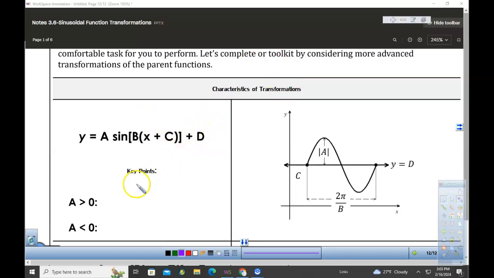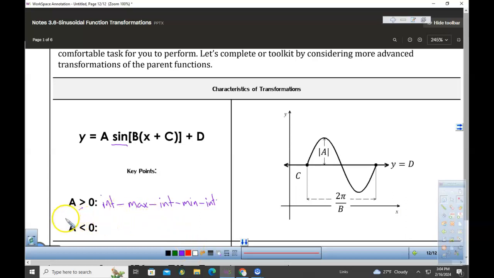Remember our key points of sine. If a is bigger than 0, so our normal sine, we're going to start at the intercept. We're going to go to a max. We're going to go intercept. We're going to go min. And then we're going to go intercept. Again, this is not new, but it's a nice little one piece.